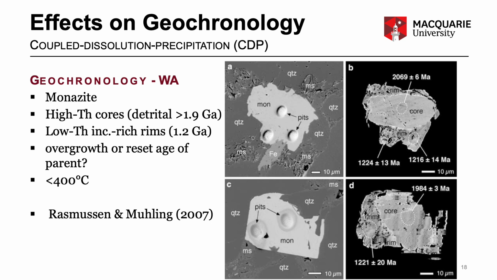In an example here from Western Australia, monazite that formed in low-grade metamorphic rocks at less than 400 degrees Celsius showed quite convincing overgrowth or rim textures, and the age patterns were quite distinct between the cores and the rims. And so here we seem to have either formed an overgrowth proper or properly reset the core age to a new rim age.